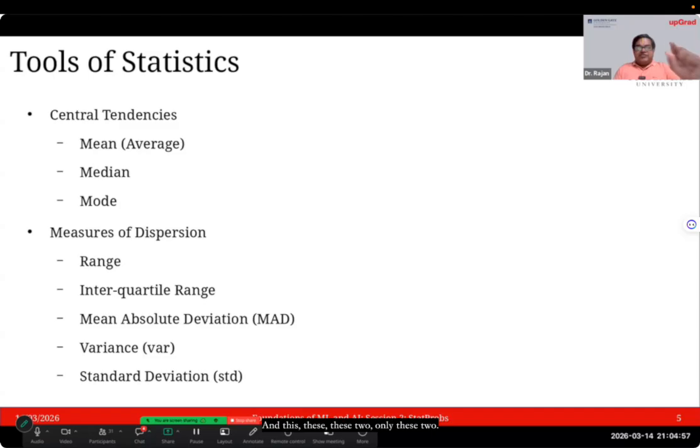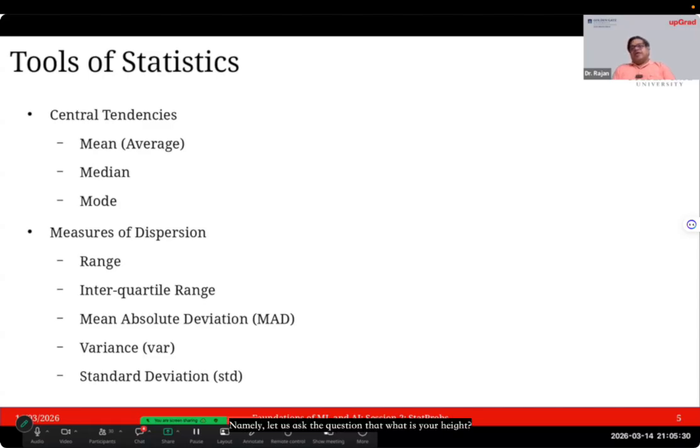And these two, only these two, if you understand these two, that's it. That's all statistics is all about. Central tendencies, measures of dispersion. Okay, central tendencies, measures of dispersion. Why do we do this? Because we are uncertain. Why are we uncertain? Because a single answer doesn't exist. Multiple answers exist. Why do multiple answers exist? Because that's the nature of the question. That could be one thing. It could be due to another thing.